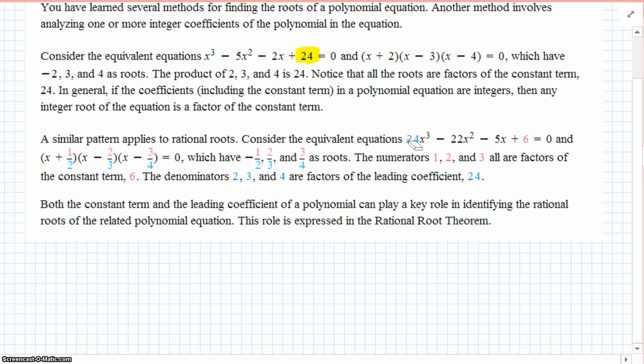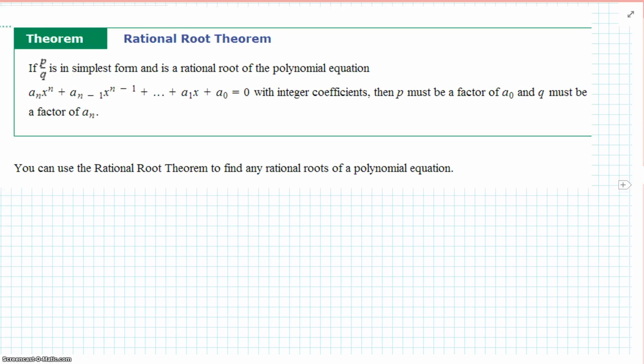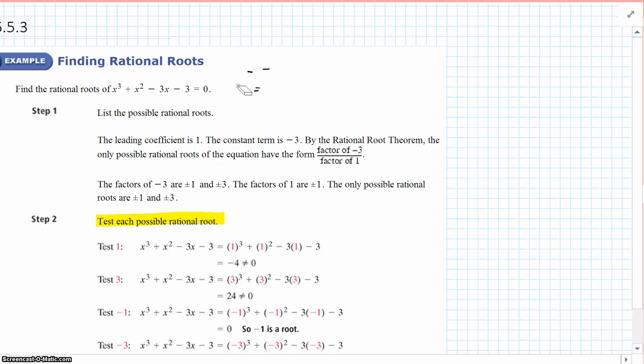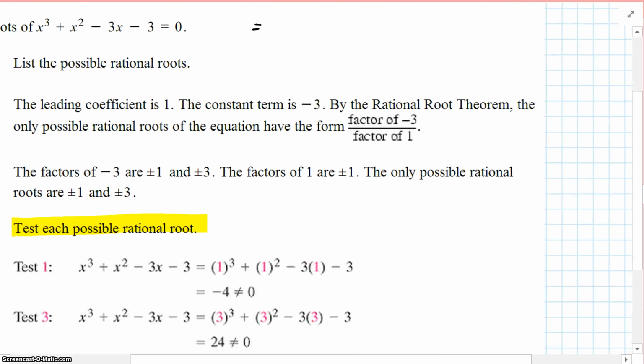Both the constant term and the leading coefficient of a polynomial can play a key role in identifying the rational roots. This role is expressed as the rational root theorem. On this slide, you can use the rational root theorem to find any rational root of a polynomial. So let's just jump into it. Find the rational root of this equation.